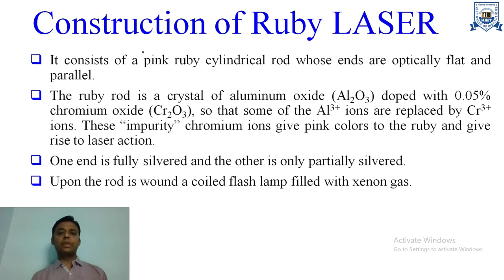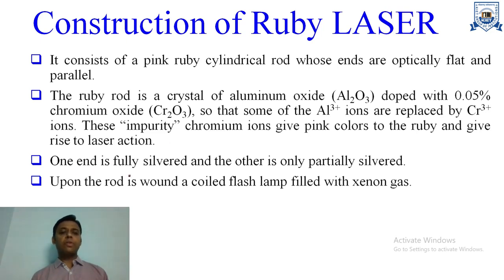Now construction of the ruby laser. It consists of a ruby rod, a cylindrical rod, whose ends are optically flat and parallel. The ruby rod is a crystal of aluminium oxide doped with chromium oxide. The doping percentage is 0.05%, so that some of the aluminium ions are replaced by chromium ions. These impurity chromium ions give the pink color to the ruby rod and give rise to laser action. So we can say that chromium ions are responsible for laser action.